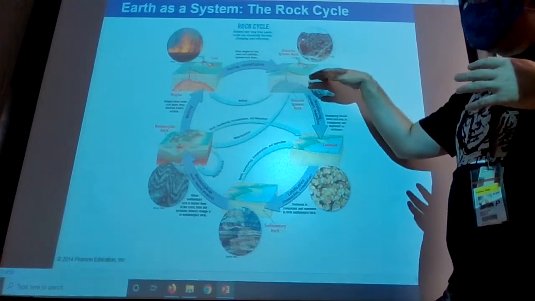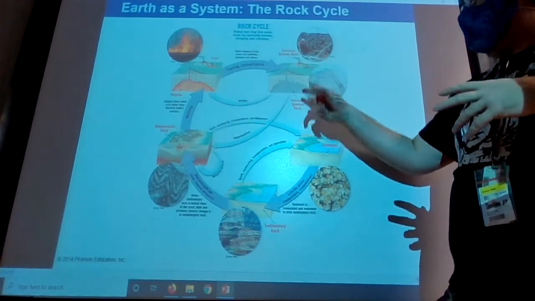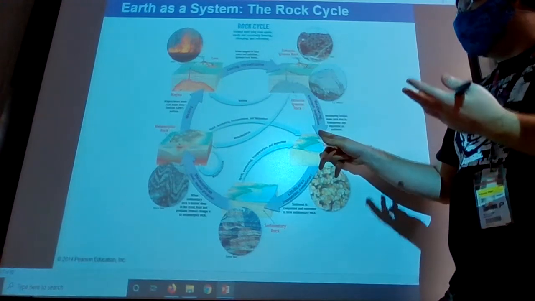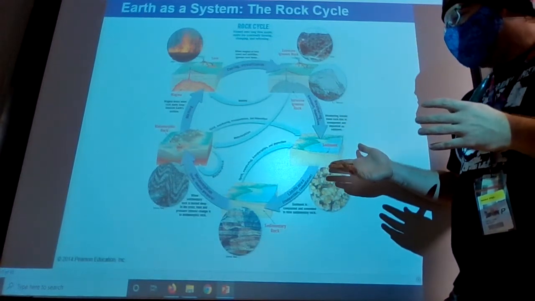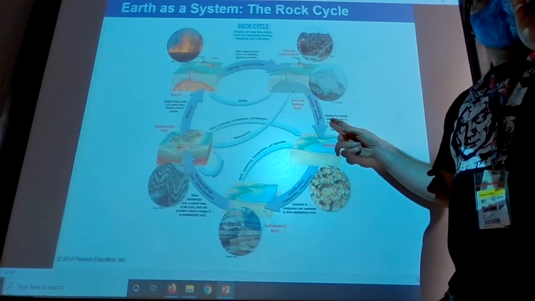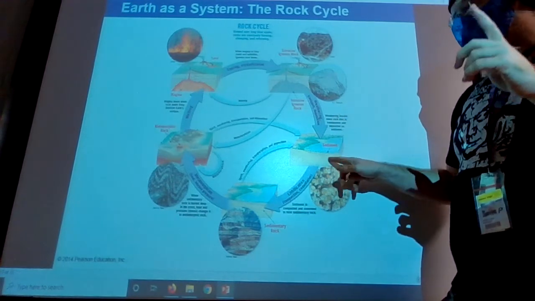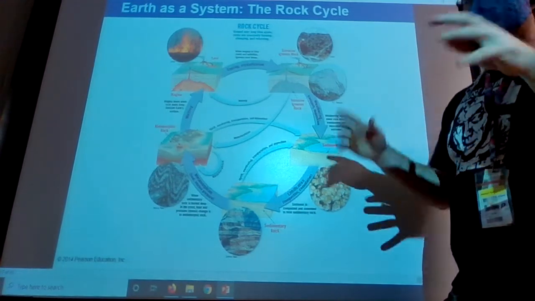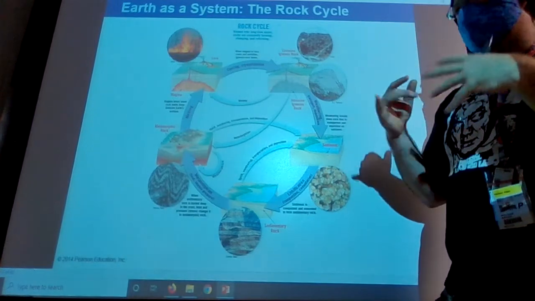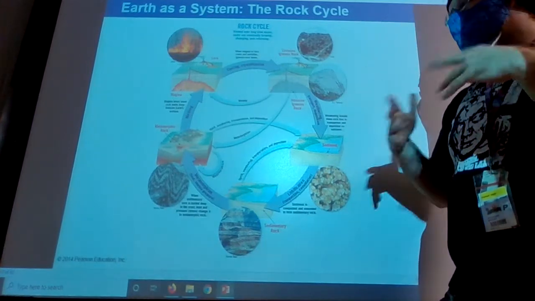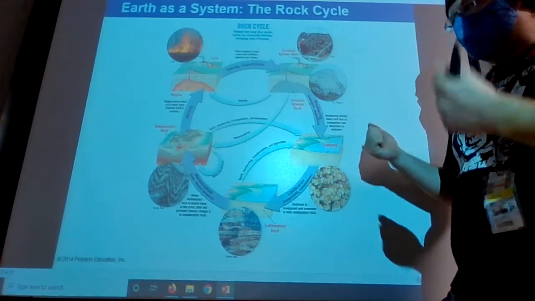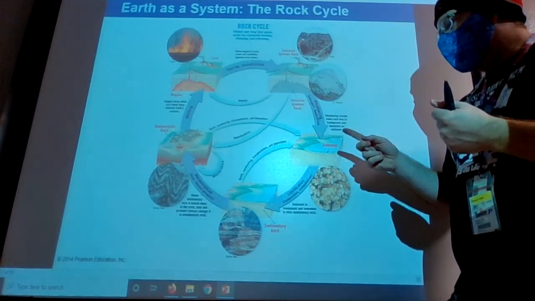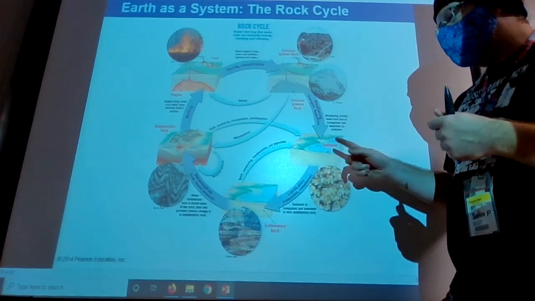But a portion of them get exposed to the surface. They go through weathering and erosion, compaction and cementation, and they become, well, before they undergo compaction and cementation, they have a sediment stage. They become sediments: loose sand, loose dirt, soil, all these different things that are just loose pieces of what used to be igneous rocks. So they will become sediment.